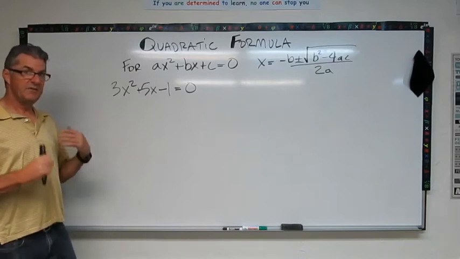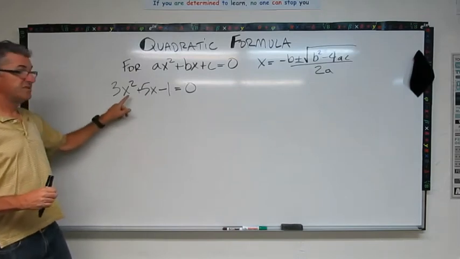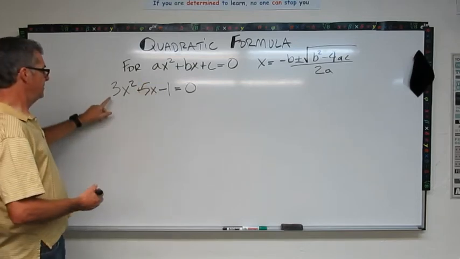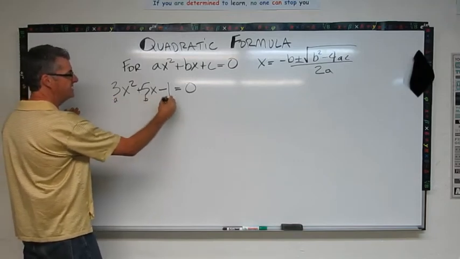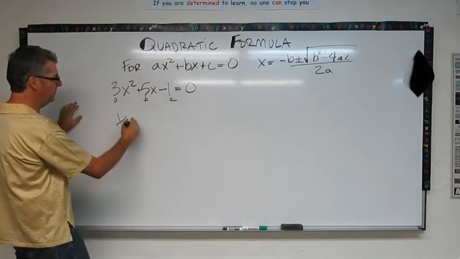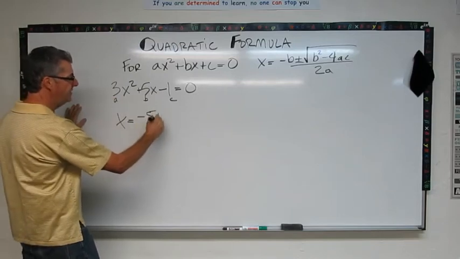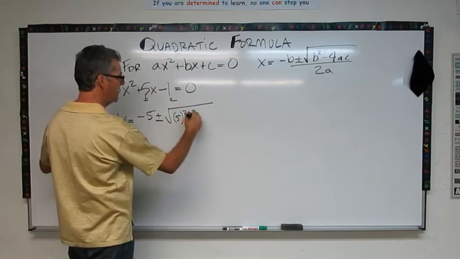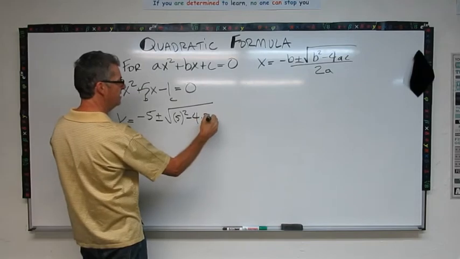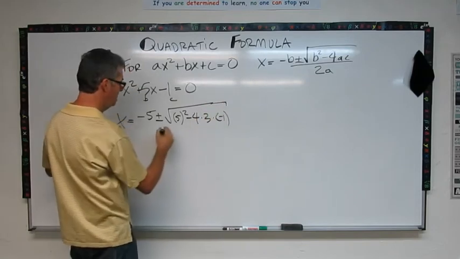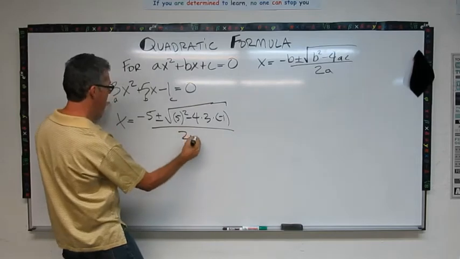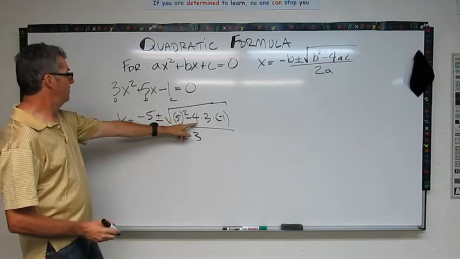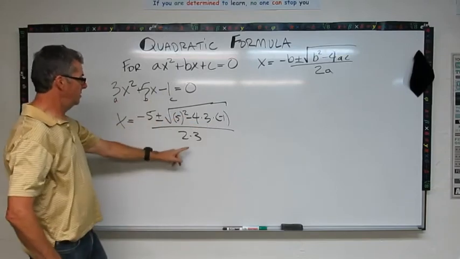Okay, here's another one. If you're feeling adventurous, pause the video now and try to solve this quadratic equation using the quadratic formula. Okay, let's do it. So here's my a, my b, and my c. Let's do our plug-in step. x equals negative b, which is negative 5, plus or minus the root of 5 squared minus 4 times 3 times negative 1, all over 2 times 3. Double check, minus b, b squared, 4 times a times c over 2 times a.